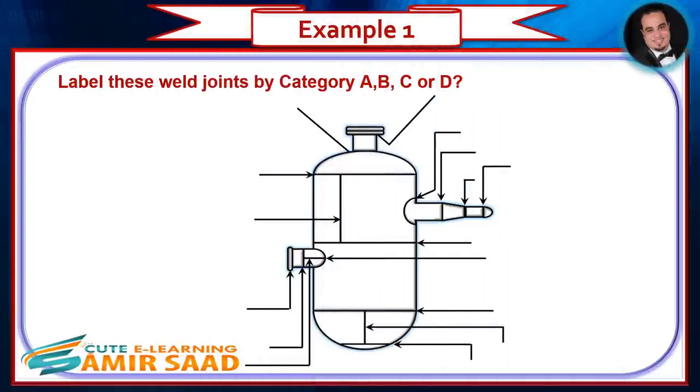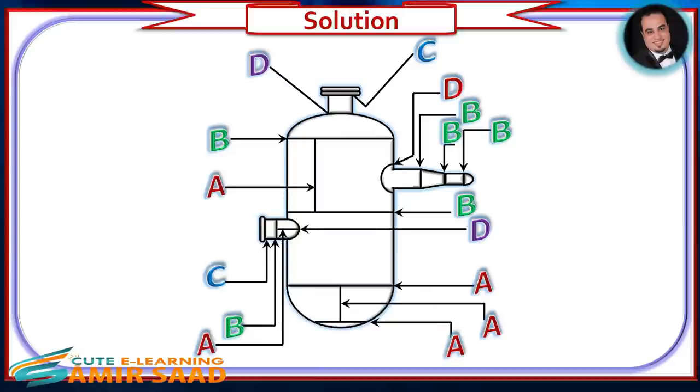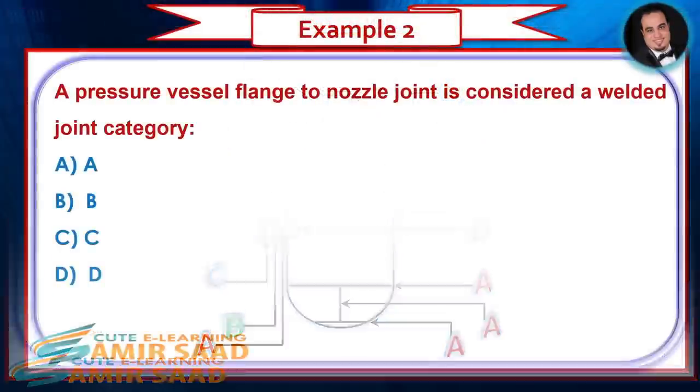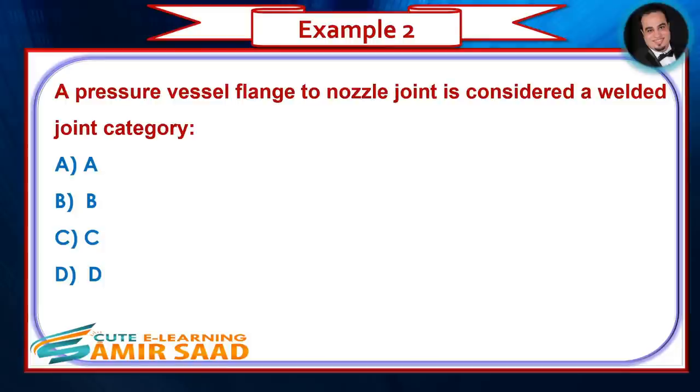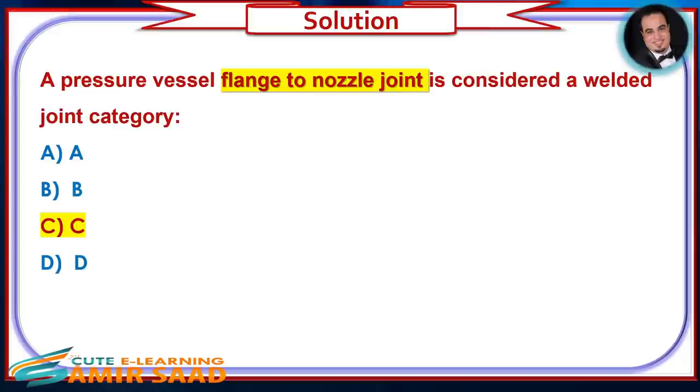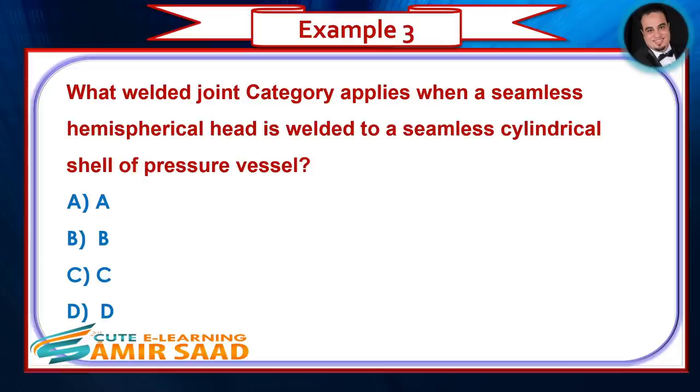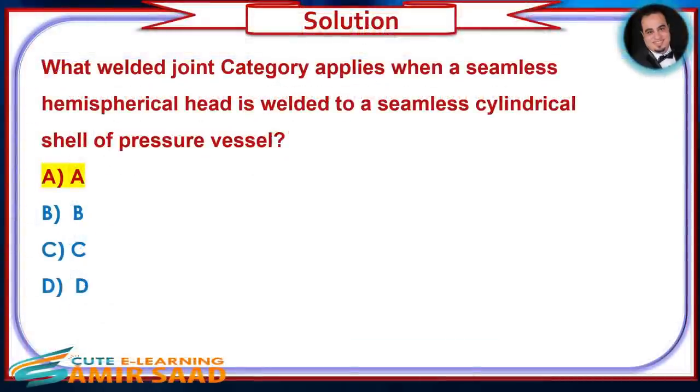Example 1. Label these weld joints by category A, B, C, or D. Solution to Example 1: as illustrated clearly on the diagram. Example 2. A pressure vessel flange to nozzle joint is considered a welded joint category? Answer is C. Example 3. What welded joint category applies when a seamless hemispherical head is welded to a seamless cylindrical shell of a pressure vessel? Answer is A.